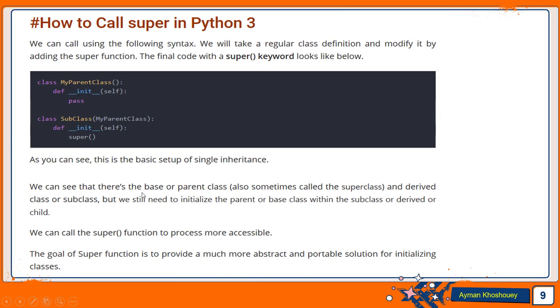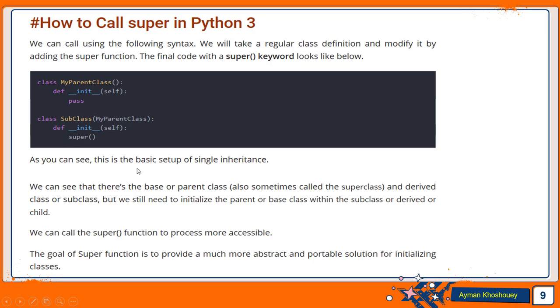How to call super in Python? We can call it using the following syntax. We will take a regular class definition and modify it by adding the super function. The final code with the super keyword looks like below. Class MyParentClass here, with the init function, pass, it is empty. Class MySubClass, inheriting MyParentClass here, init, super.